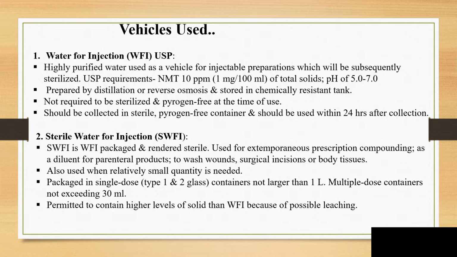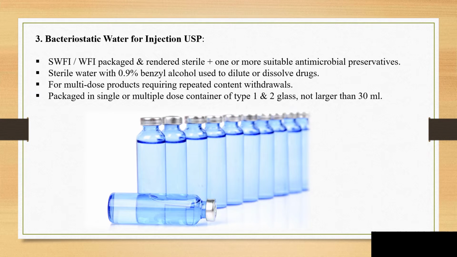Whereas sterile water for injection is the water for injection which again goes through another stage of sterility after preparation. It is also water for injection packaged and then again undergoing the process of sterility. It is also used when relatively small quantities are needed and stored in type 1 or type 2 class multiple dose containers not exceeding 30 ml. And it is permitted to contain higher levels of solids as compared to water for injection.